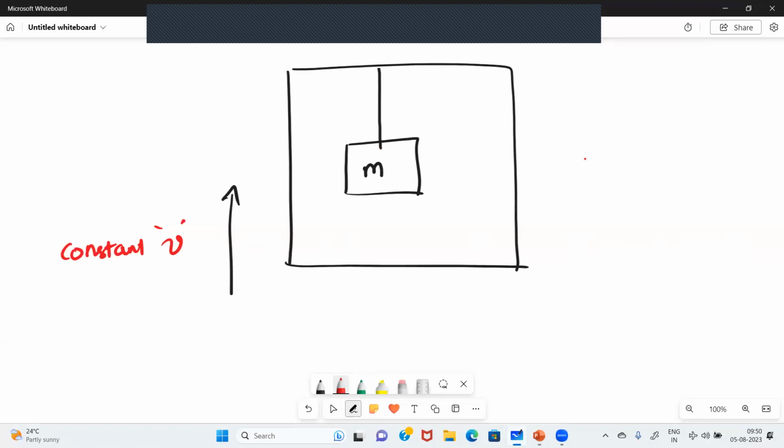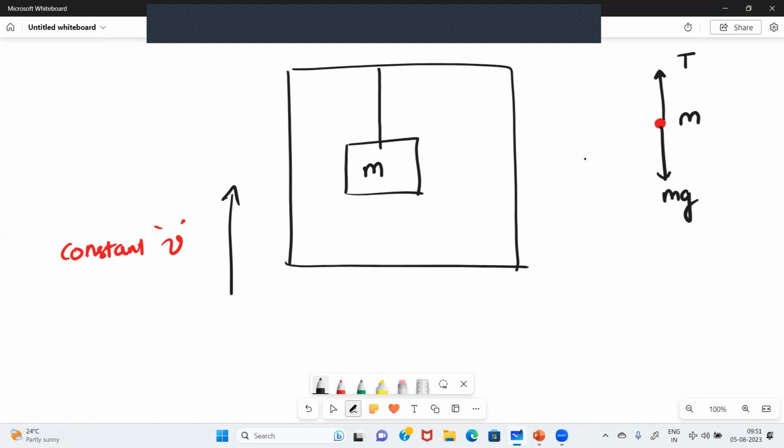Tell me first. Draw the free body diagram. Forces acting on this. Yeah, tension will act upwards. Downwards, mg will act. Very good. The elevator is moving upwards with velocity v, no doubt about it. That's all. Okay, good. No problem. Give a good round of applause, students.